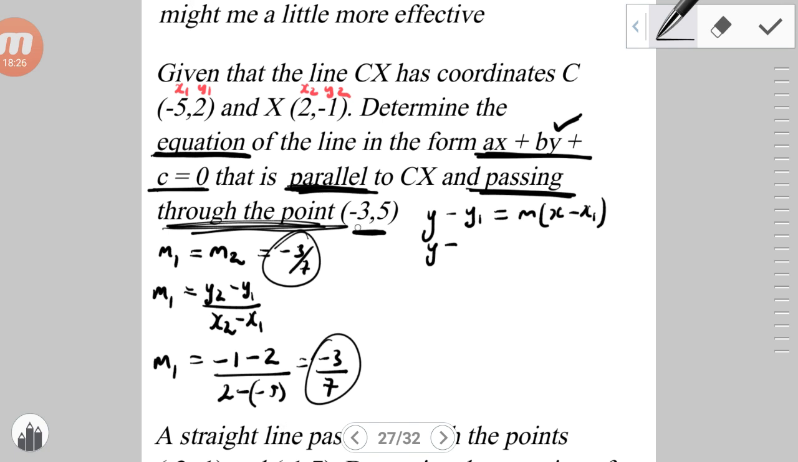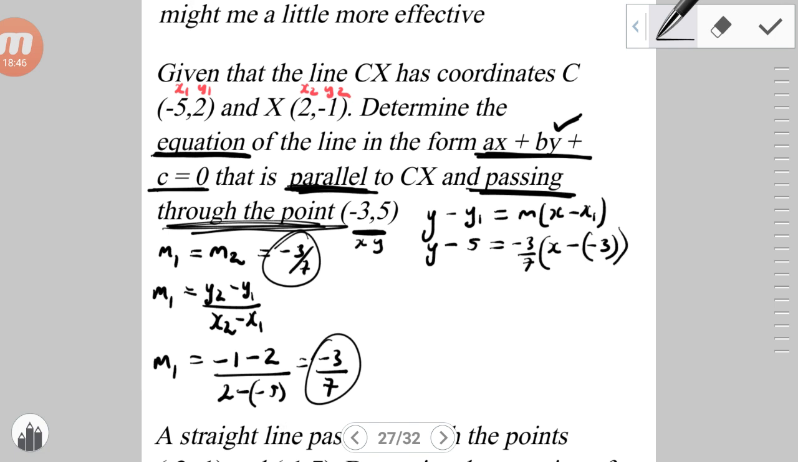So obviously the point down here is going to play an important role. This is going to be your new x and your new y. So y1 is going to be 5. m naturally is going to be minus 3 over 7, times x minus x1, which is going to be negative 3 here.